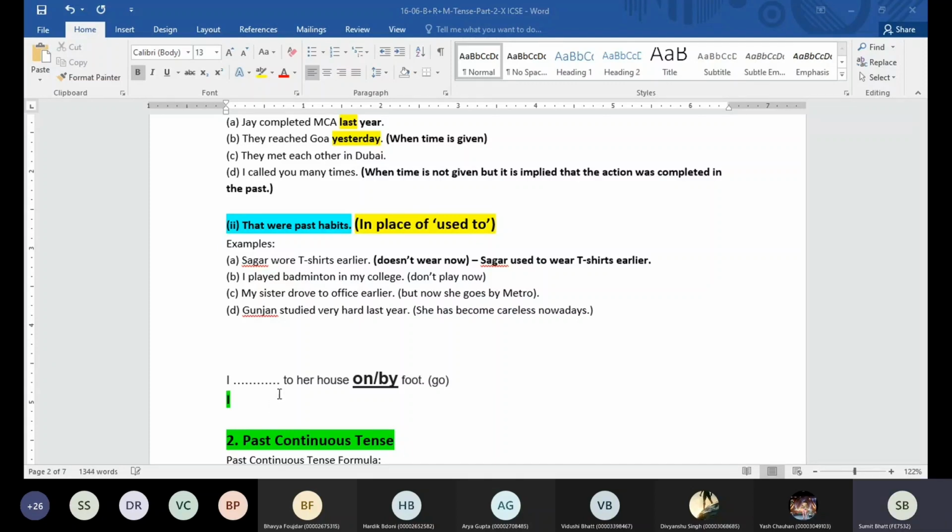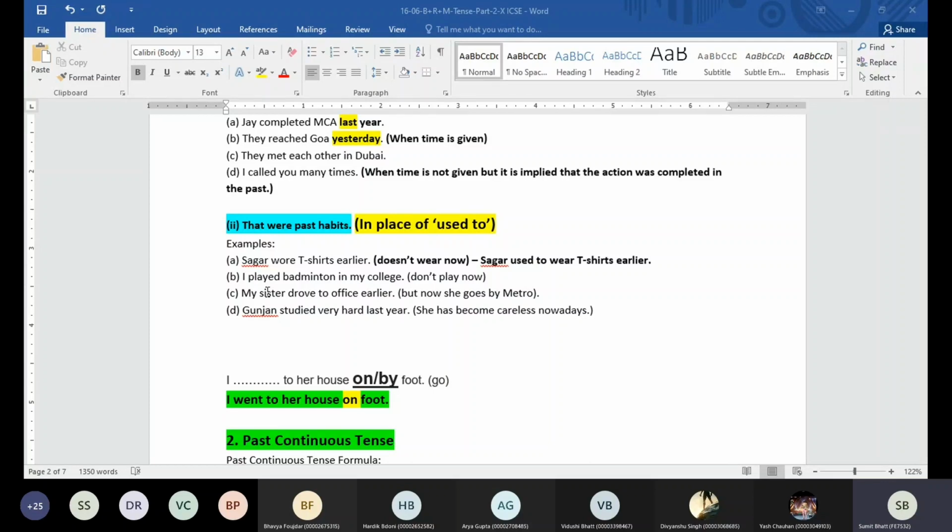What's the complete sentence? I went to a house on foot. Why are we not using "by foot" here, but we're using "on foot"? We use "by" with vehicles like bus, car, etc. So we say by car, by bicycle, by motorbike, by train, by air, by sea, and so on.